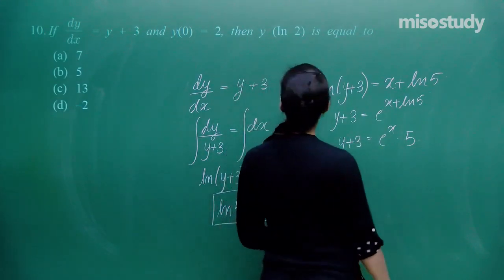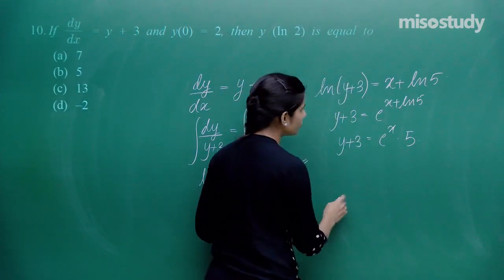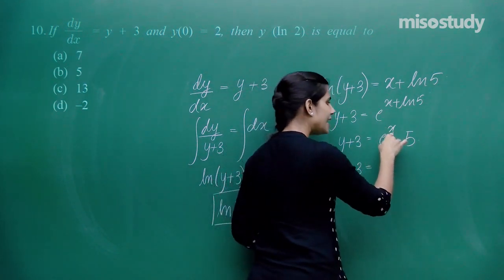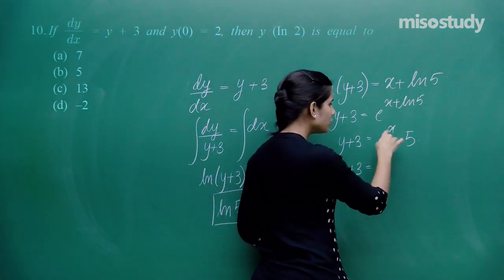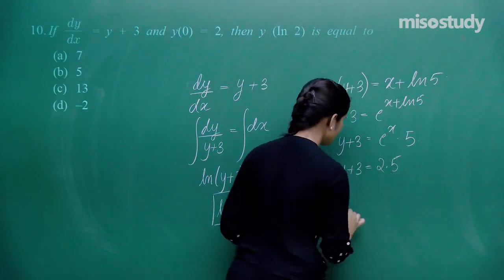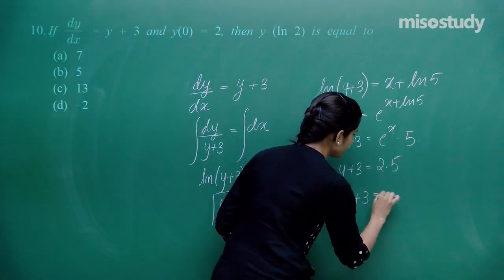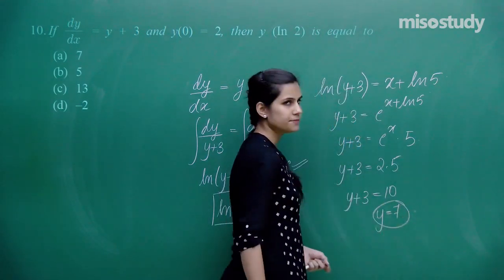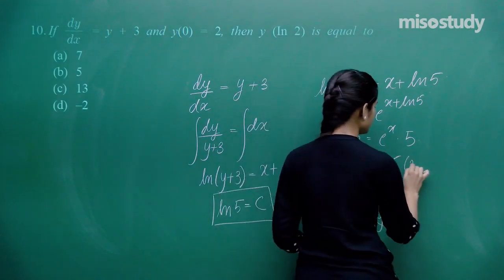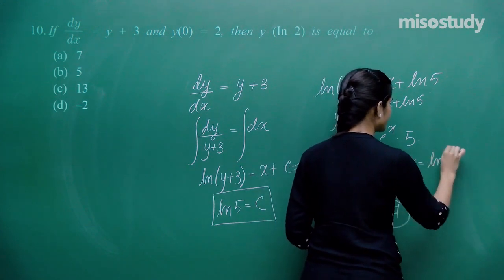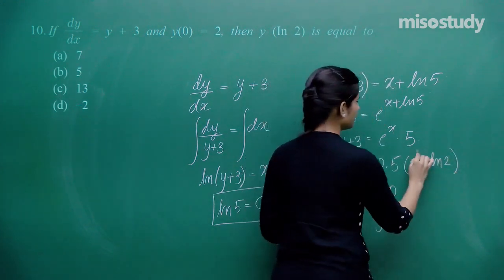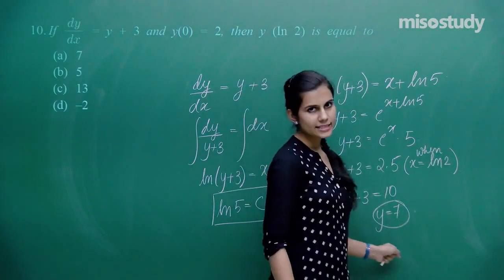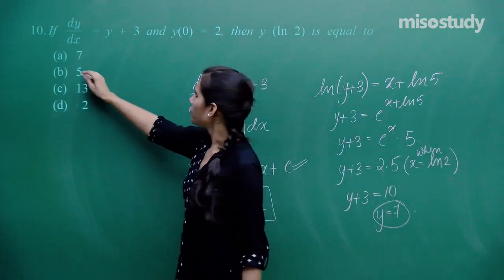Right? You are being asked what is y of ln 2, when x is ln 2. When x is ln 2, e to the power ln 2 gives you 2. So you get y plus 3 equals 10. Y at that time is 7. Right? When x is ln 2, you get y plus 3 equals 10, so y is 7, and that is your answer.